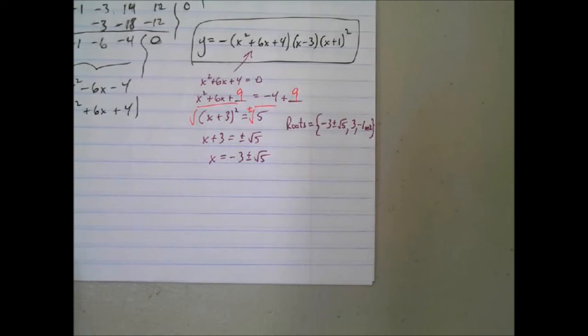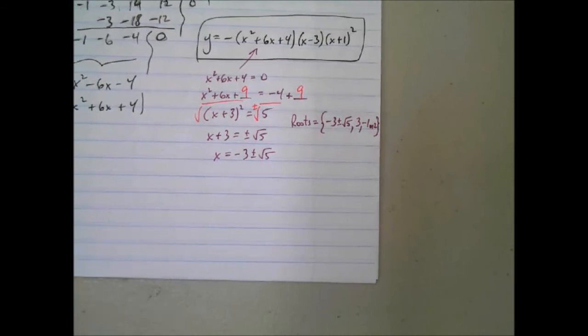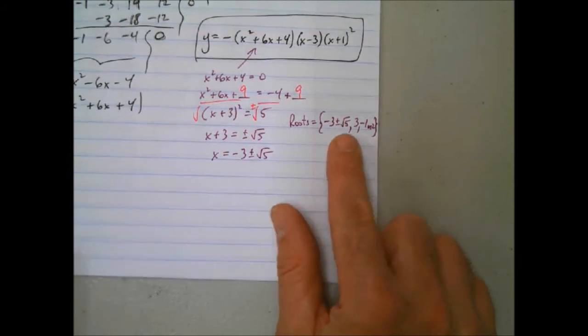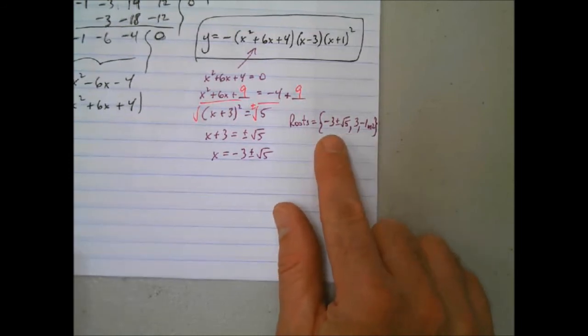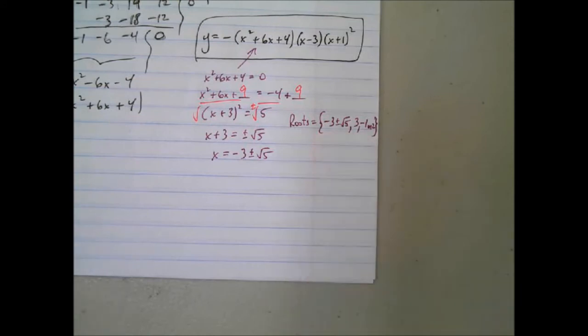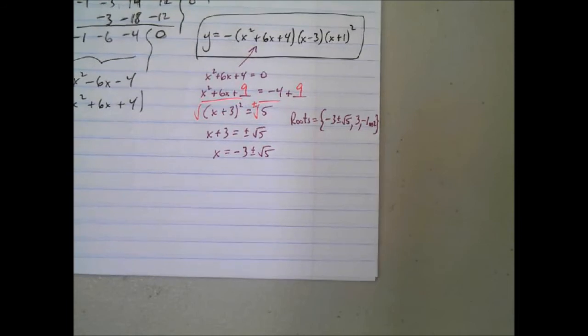Now, how many of those are x-intercepts? How many distinct x-intercepts? We have 5 roots. Well, -1 is only counted once if we're counting x-intercepts. 3 is counted once, and then -3 plus √5 is an x-intercept, and -3 minus √5 is an x-intercept. There's 4 x-intercepts. Okay, so sketching the graph of this.